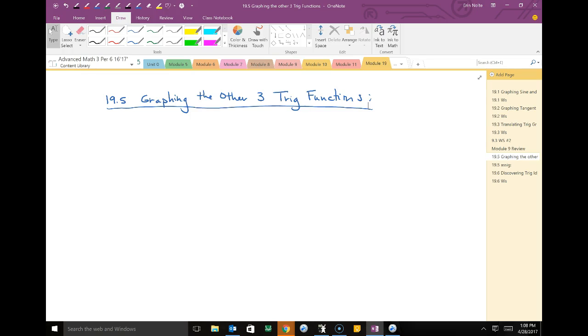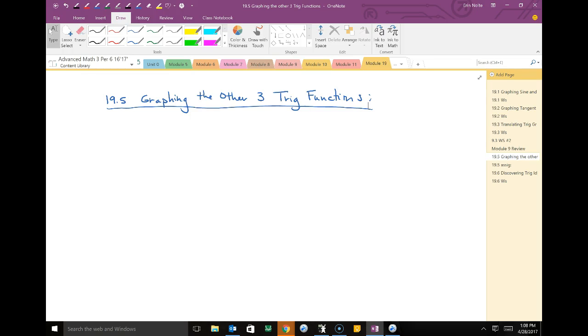Okay, so today's lesson I'm calling graphing the other three trig functions. What do you think I mean by the other three trig functions? The reciprocal functions, right? So the reciprocal of sine is cosecant. And the reciprocal of cosine is secant. And the reciprocal of tangent is cotangent. So those are the three that we're going to graph today.